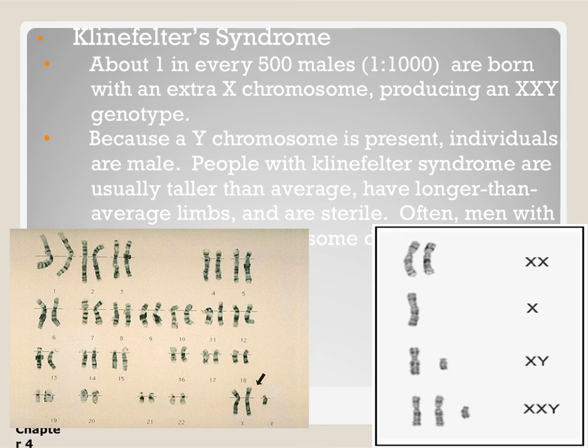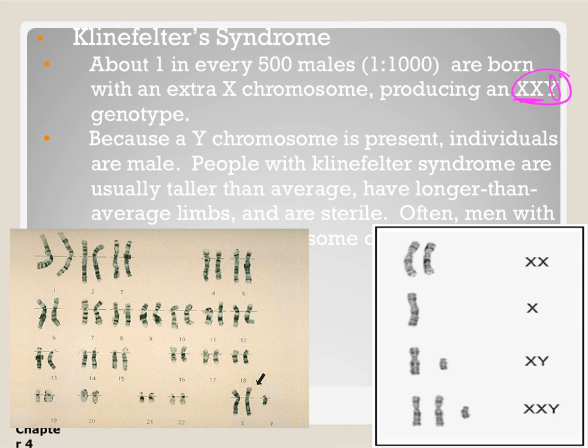Technically, someone with Klinefelter's is going to have, instead of XX or XY, XXY: XX would be female, and the Y would create male characteristics. So they have an extra X chromosome, so they would have 47 chromosomes, two X's and a Y. They're considered male because they have a Y chromosome. They believe this is 1 in every 500 males or 1 in every 1,000 births.